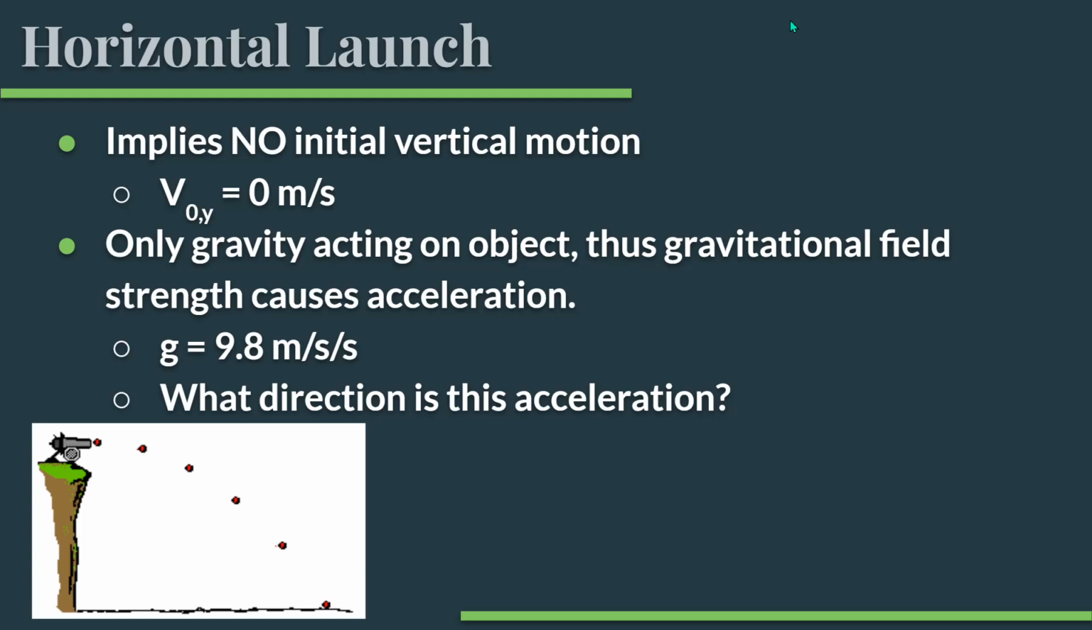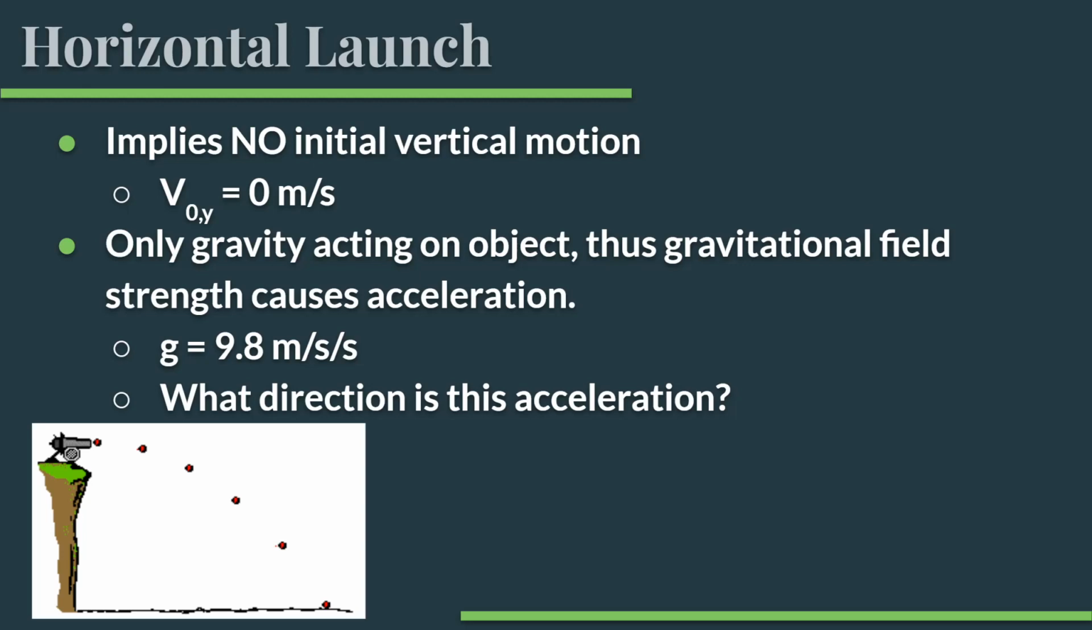All right, so when we talk about horizontally launched projectiles, which is our focus today, it implies that there is no initial vertical motion. We're not launching it up or down, we're launching it straight ahead, just horizontally, which means that our initial velocity in the y direction, vertically, is 0. So v naught y is 0. You're going to see x and y a lot as we label directions. Think of it like the coordinate system in math, your x-axis, your y-axis. Y is vertical, x is horizontal.